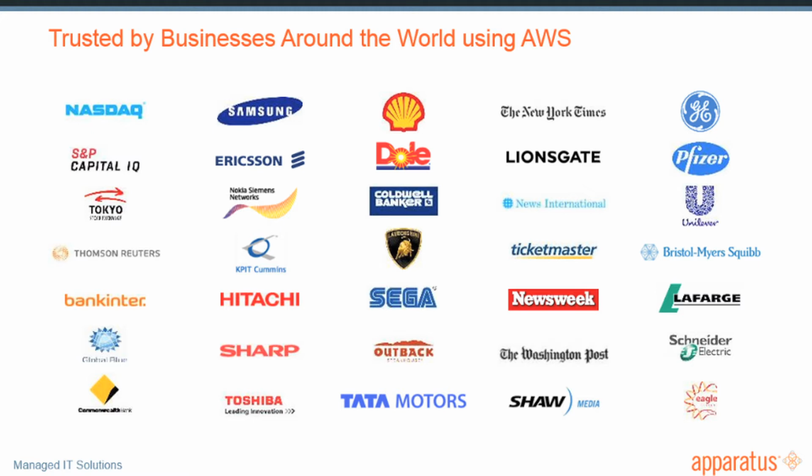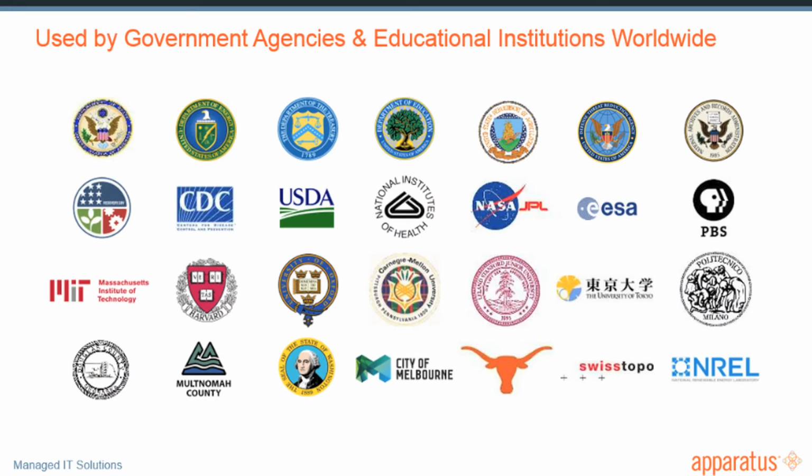This slide just shows some of the well-known Amazon customers. I think it's a really good demonstration to show that there's a lot of well-known people that trust Amazon with their infrastructure, with their data, with their traffic. Likewise, there's a lot of government agencies, schools, people like NASA. Again, they all trust Amazon with their data.